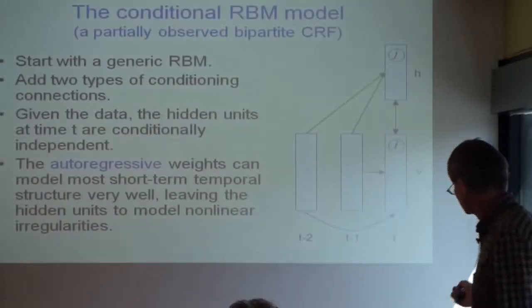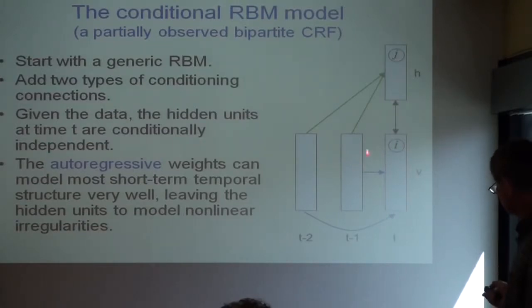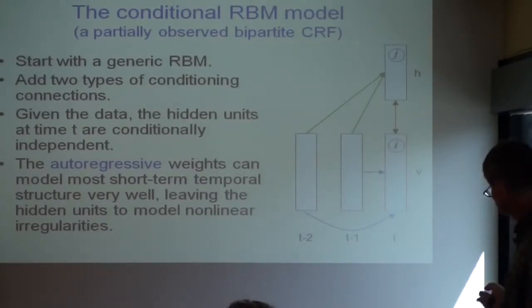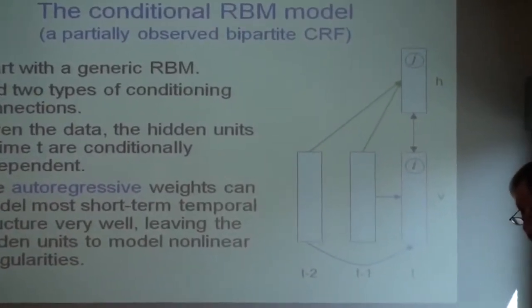So here's a basic module, and this is with just two-way interactions. This is the restricted Boltzmann machine with visible units and hidden units. Here are the previous visible frames. These are all going to be linear units. And so these blue connections are conditioning the current visible values on previous observed values in a linear way. So that's called an autoregressive model.